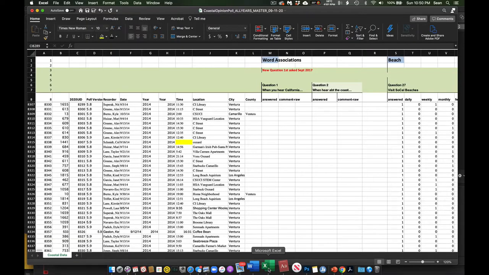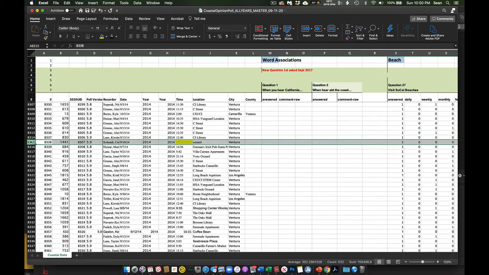Now, the database that you guys are going to be working with is a subset of the overall data from our coastal opinion poll. So this is our coastal opinion poll. It's got a lot of stuff. It begins with some unique identifier numbers. This 2020 UID unique identifier number is the newest one laid down here, if you need to resort or adjust or track an individual response. Each individual row is one person's survey.